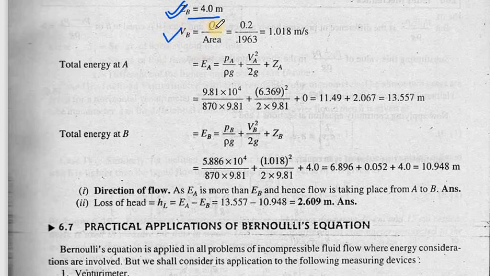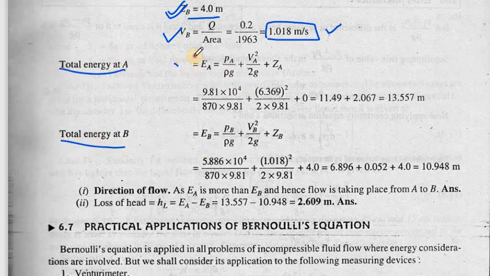From here we can calculate VB. Q divided by area will give you the velocity at the second point, which is coming out to be 1.018 meter per second. Okay, now we'll use the energy formulas. So we'll try to calculate the energy. Energy at the first point is given by what? Pressure head plus velocity head plus datum head, which is PA by rho g plus VA square by 2g plus ZA. We'll put the value.